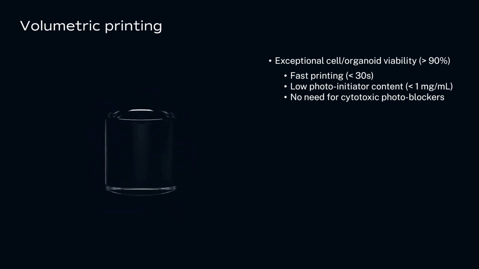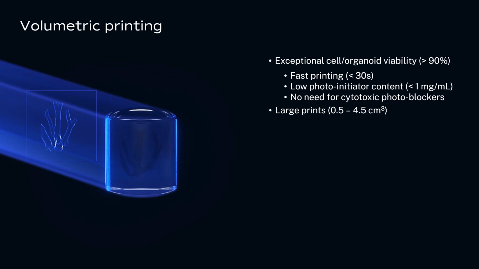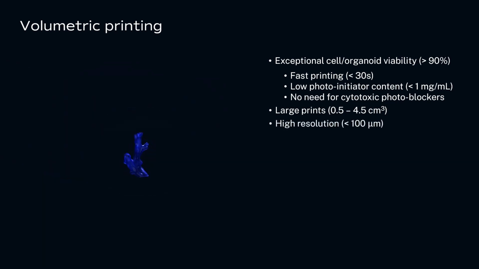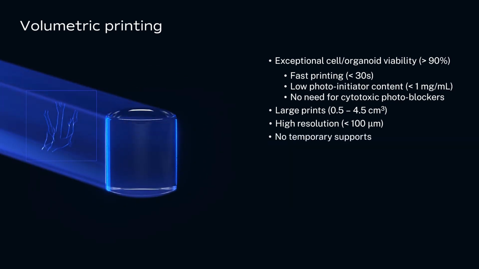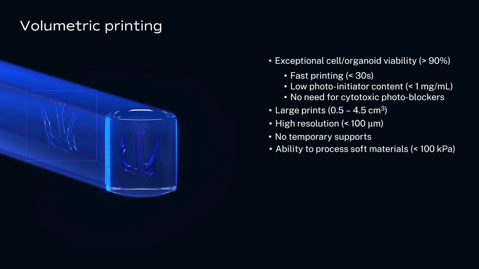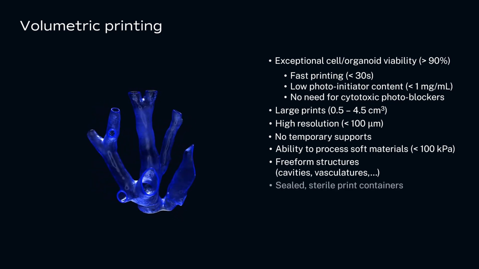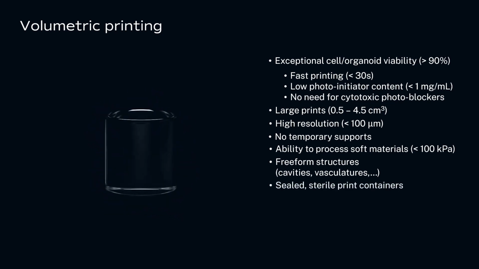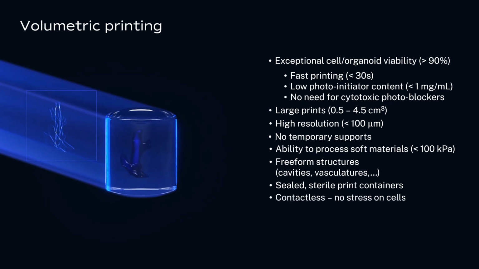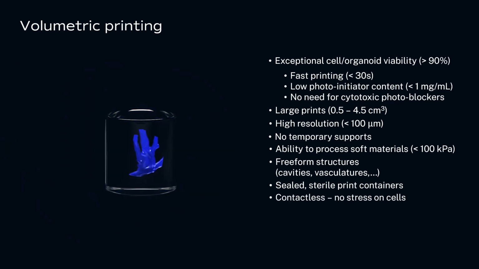The printing speed is independent of object size and resolution, which makes it possible to print centimeter-scale constructs with 100 microns precision. Moreover, structures are supported by the resin itself, making it easy to print cavities, porosity, or vasculature. Printing occurs within a sealed, sterile container, without any contact between the printer and the resin, which prevents contamination and shear stress.